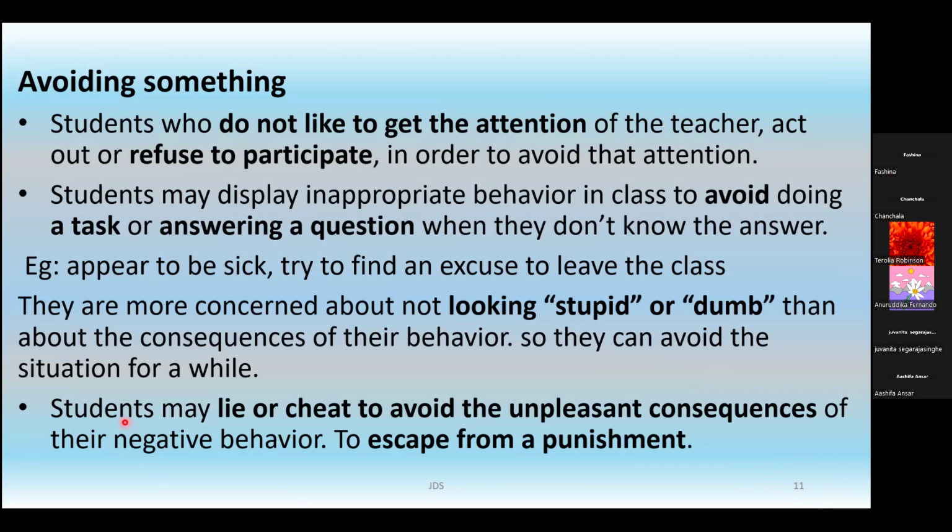Read the third one. The first two I have explained. Look at the third one. Students may lie or cheat to avoid the unpleasant consequences. If they get demotivated or if they are threatened or warned, that too will bring about avoiding something. So to a certain extent, the teacher can control this situation by maintaining a good rapport with the learners.